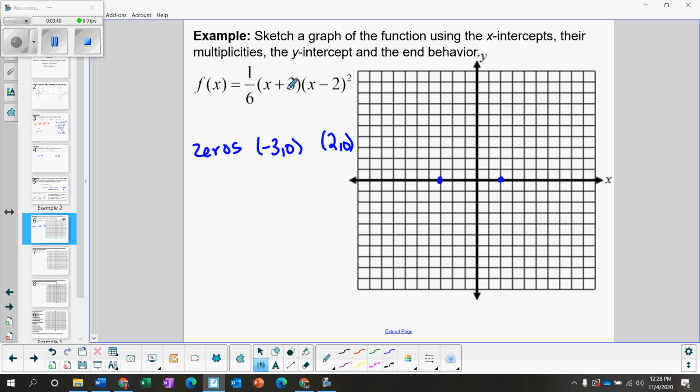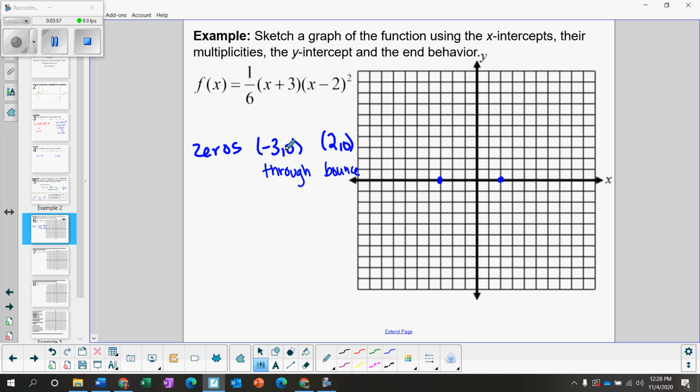I also look here. There was no exponent for this, so it's going to go through that zero. That'll come into play later. This one had a power of 2. That's an even multiplicity, so it's going to bounce at that zero.